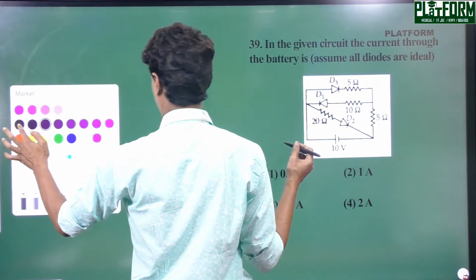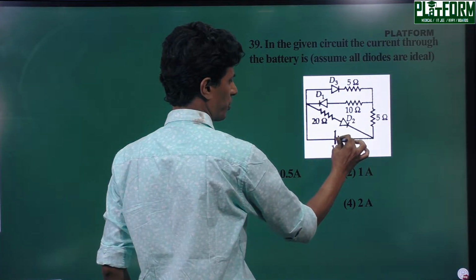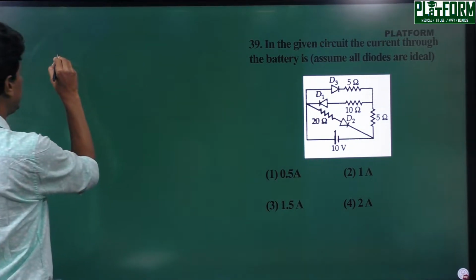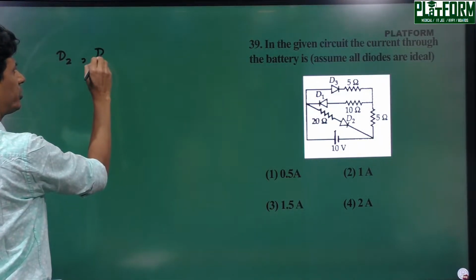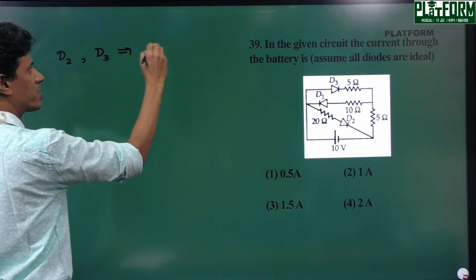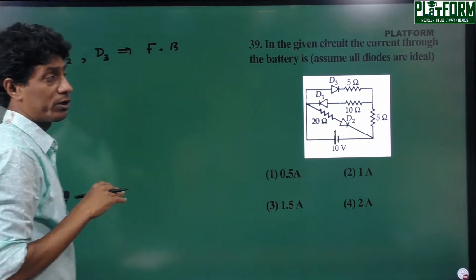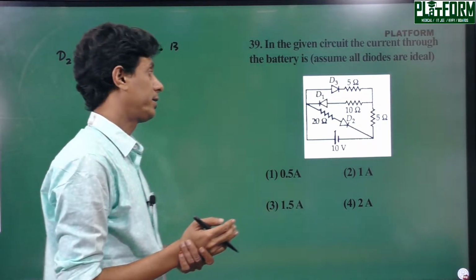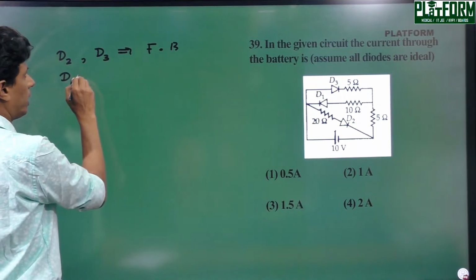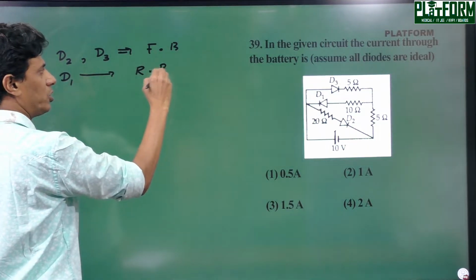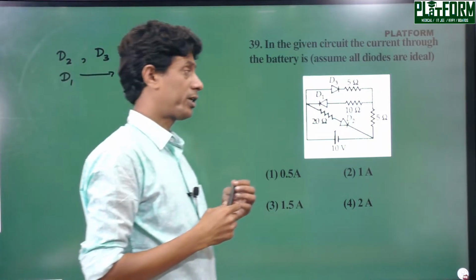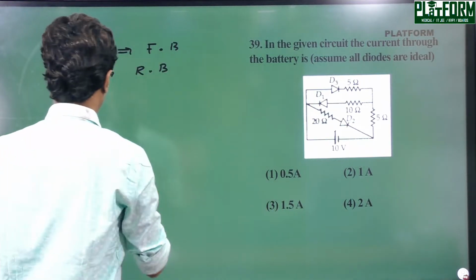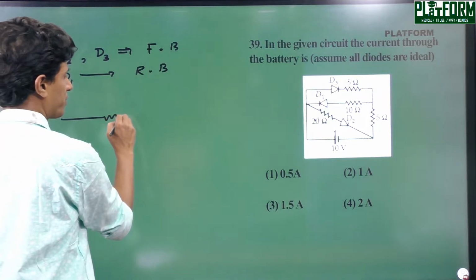In this problem, the higher potential and lower potential are given for D2, D1, D3. D2 and D3 are in forward bias, so they will allow the majority carriers to conduct, and D1 is in reverse bias, so diode 1 does not allow the majority carriers to conduct through it. So the circuit becomes a 5 ohm.